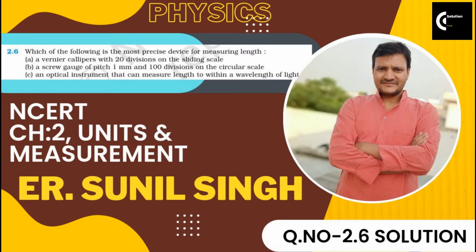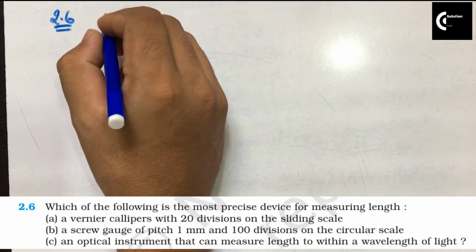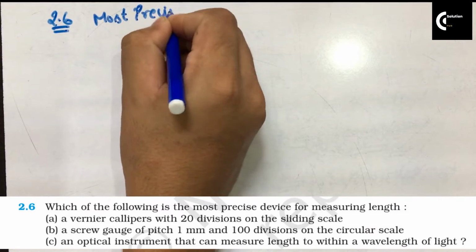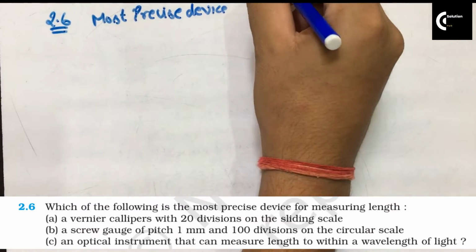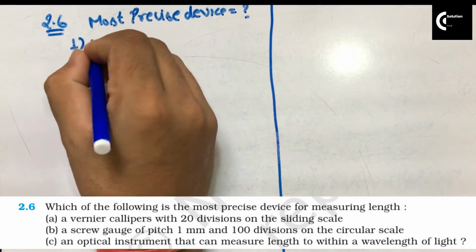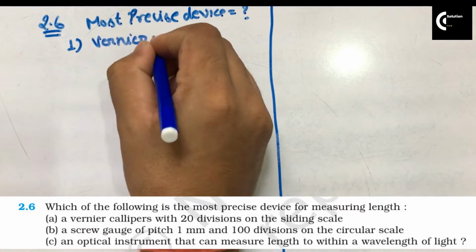Today I am going to solve the 2.6 numerical of the Units and Measurement chapter. So let us move to the whiteboard. In 2.6, what we need to measure? Here we need to find the most precise device. There are 3 devices mentioned, and out of them we need to find out which device is most precise.